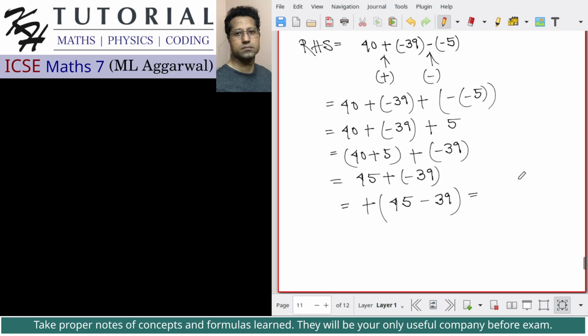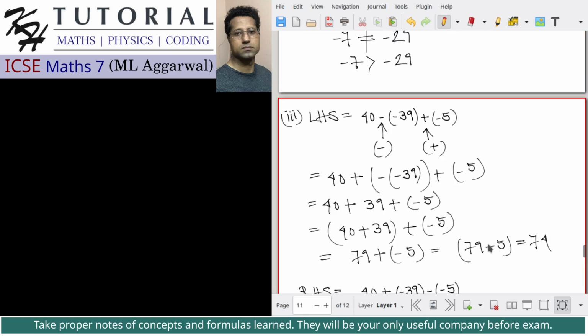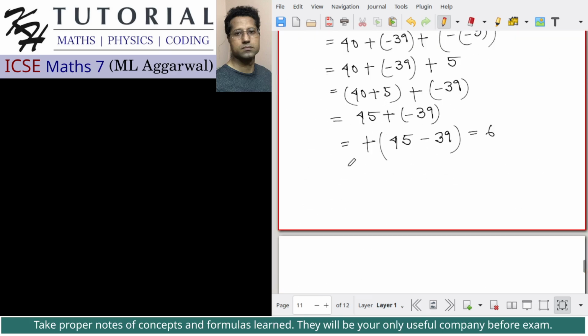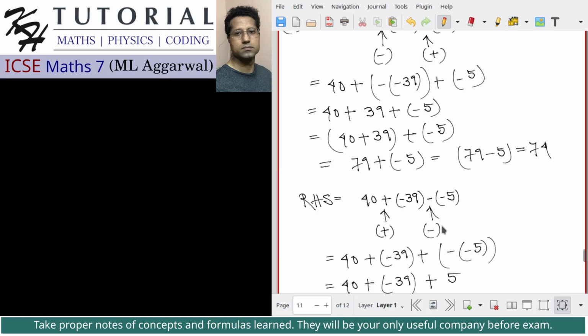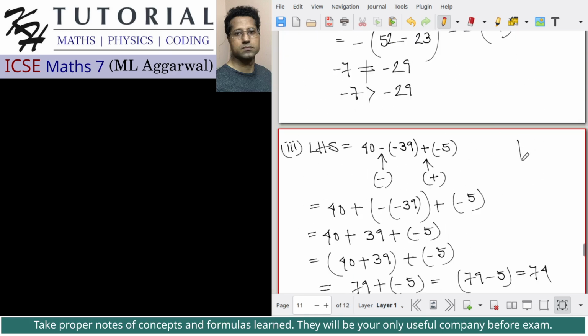So this is equal to this: 45 minus 39 is 6. So RHS is 6 and LHS is 74. Clearly we can see that 74 is not equal to 6, so we cannot put the equality sign in the box. We also know 74 is greater than 6, so the LHS is greater than RHS. So we must have the greater than sign in the box.